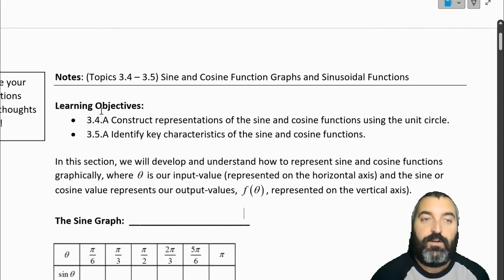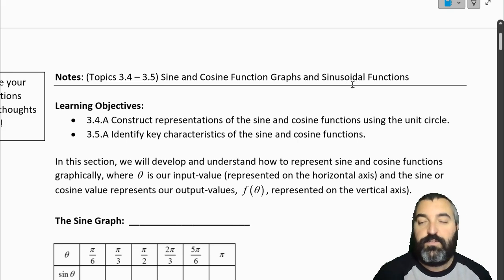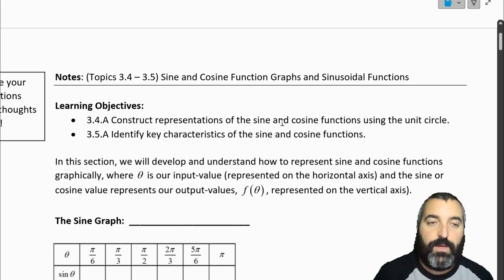And today we are going to start talking about topics 3.4 and 3.5. We're kind of grouping those together because they are very similar. So they deal with sine and cosine graphs, okay, and sinusoidal functions in total, okay.